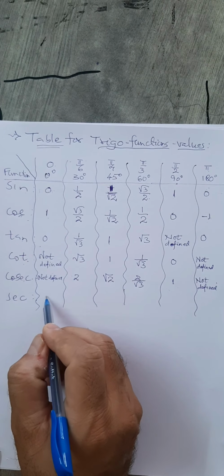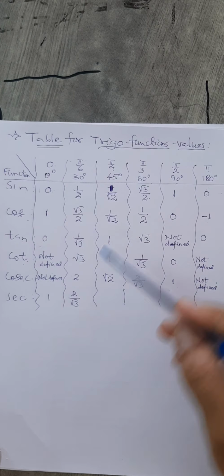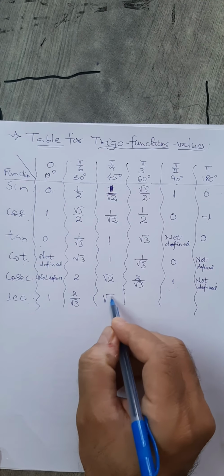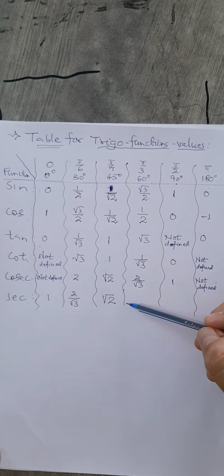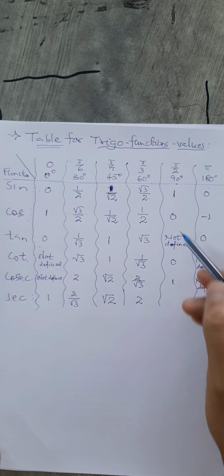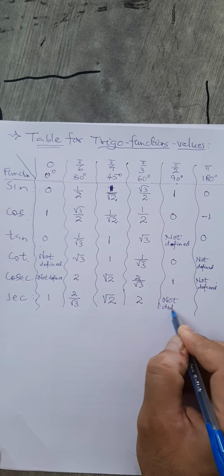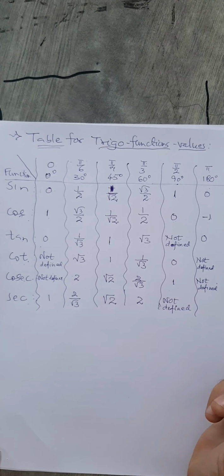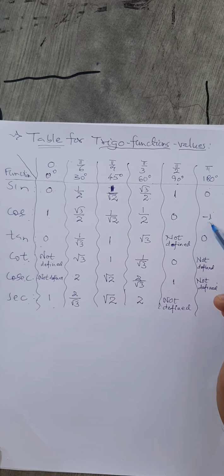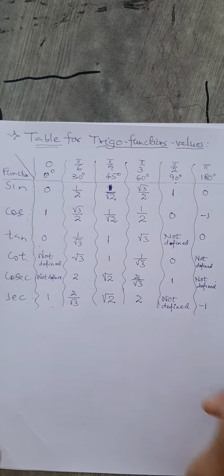Now what about next function, sec? It's a reciprocal of this, so 1, this is 2 by root 3. Reciprocal of this, which is root 2, then sec 60 degree, that is 2, reciprocal of 0, not defined here. And finally sec pi, that's a reciprocal of this, which is again minus 1.